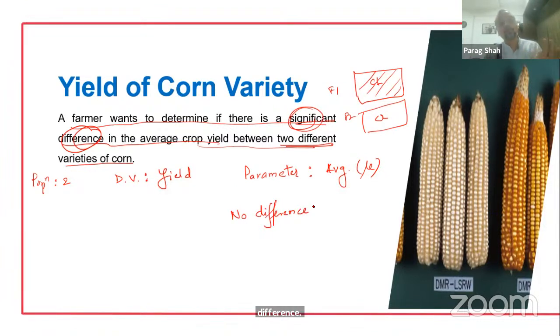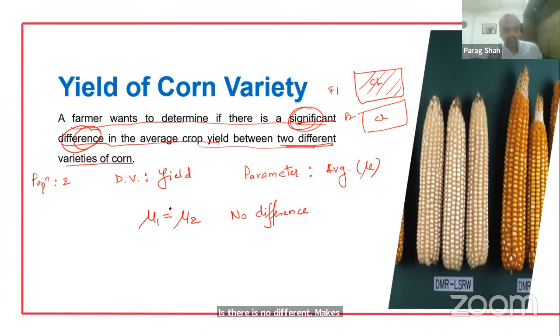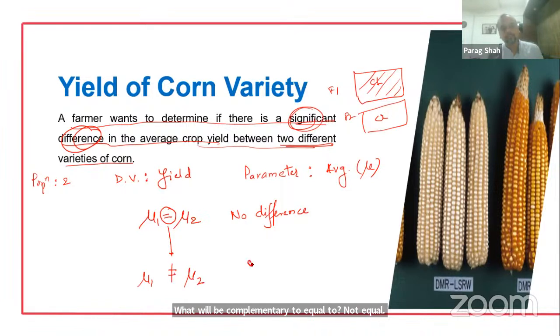When I say there is no difference in the average yield, no difference means what? They are equal. Mu1 equal to mu2. Means there is no difference. Makes sense? What will be complementary? Whenever there is equal to, what will be complementary to equal to? Not equal. Well, there is a difference. You have an equal to sign over here. So this becomes null. This becomes alternate.